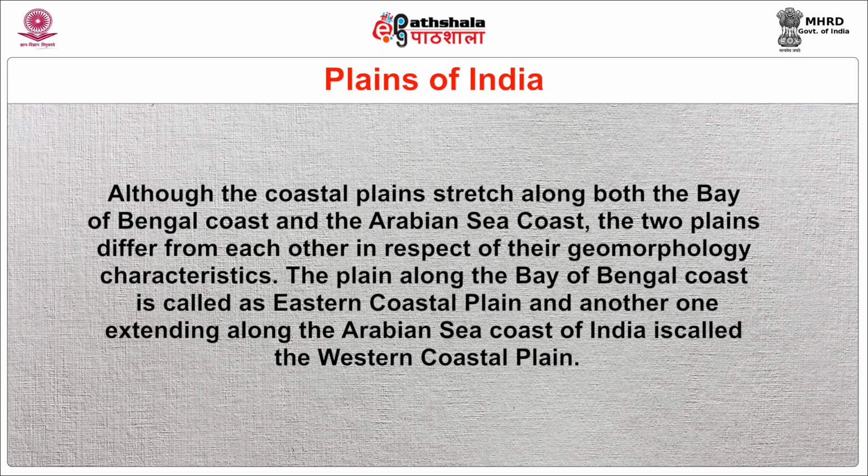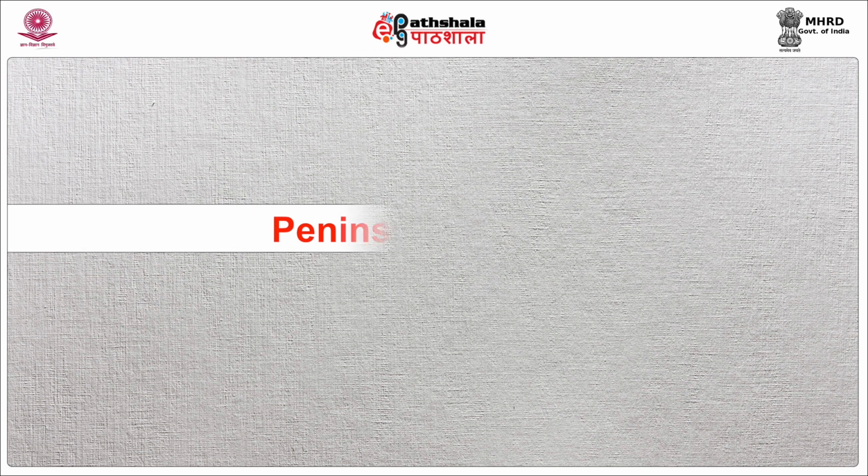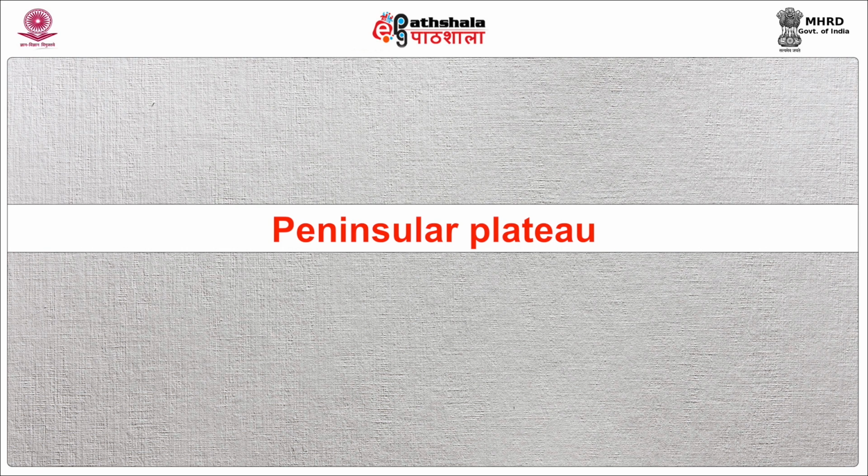The plain along the Bay of Bengal coast is called the Eastern Coastal Plain, and the other one extending along the Arabian Sea coast of India is called the Western Coastal Plain. Then the third division is the Peninsular Plateau.